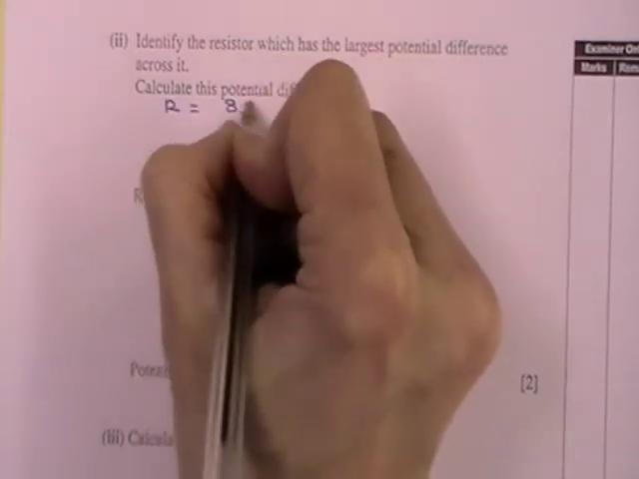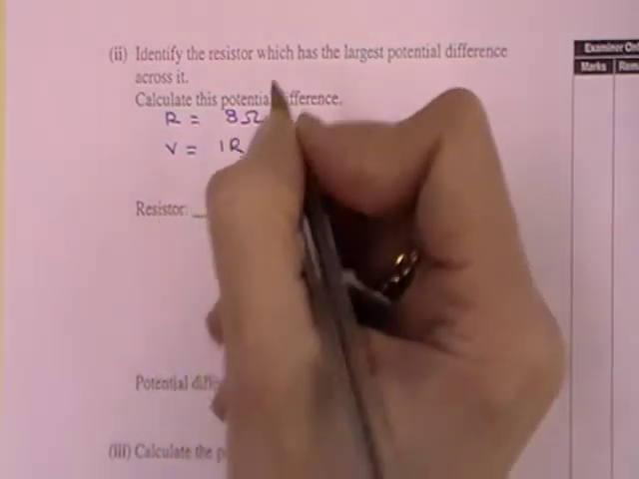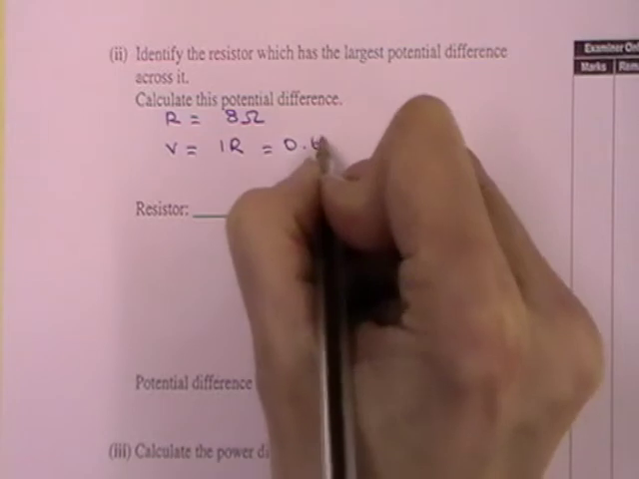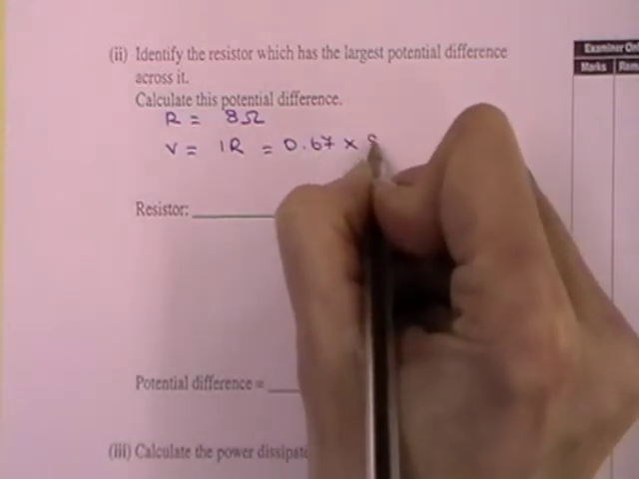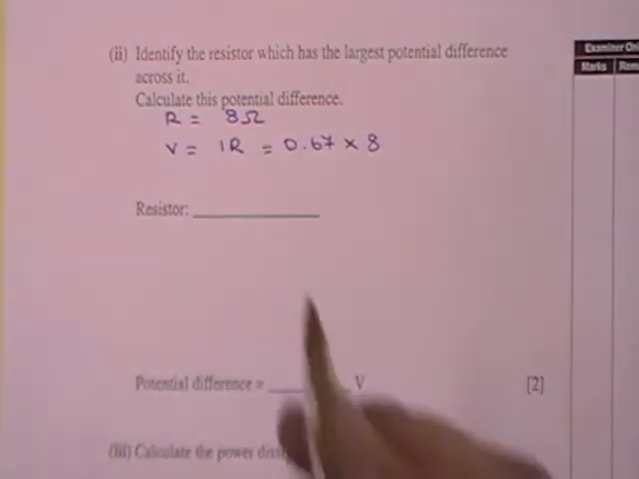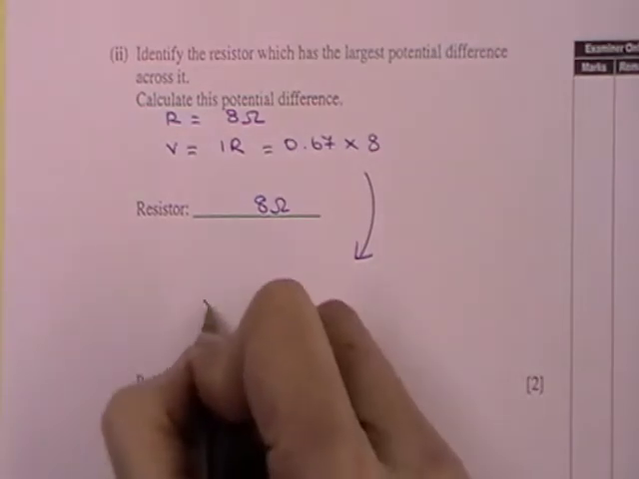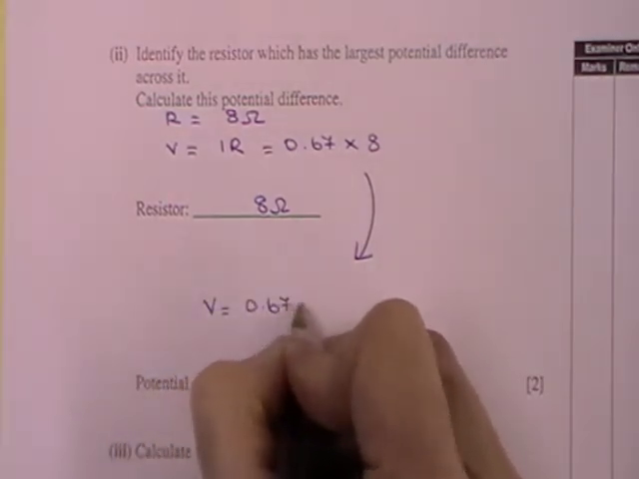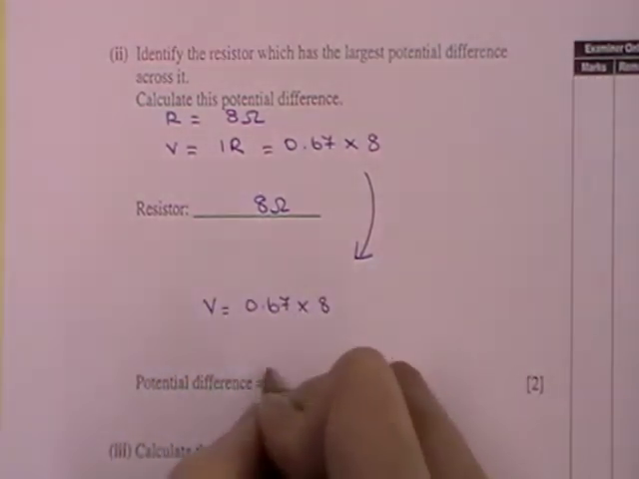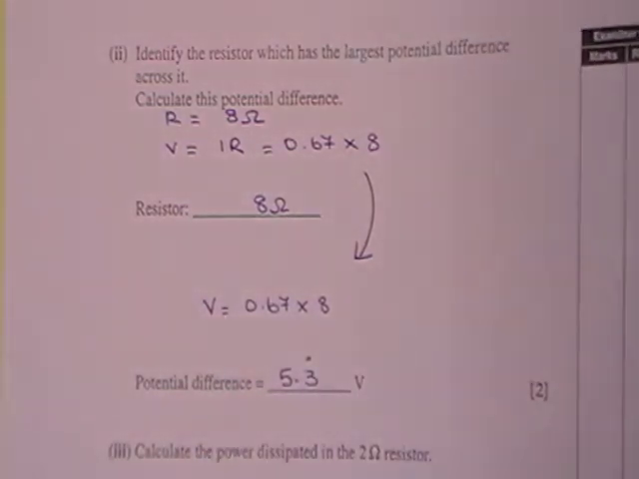So the resistor is the 8 ohm resistor, and the potential difference across it, we're just going to use V is equal to IR. We found I was 0.67 and R is 8, and this is actually the 8 ohms in here, and our answer is going down here. So V is equal to 0.67 times 8, and that gives you 5.3 repeated. So I'm just putting a dot over the 3.